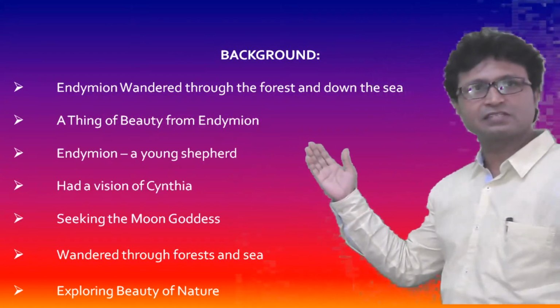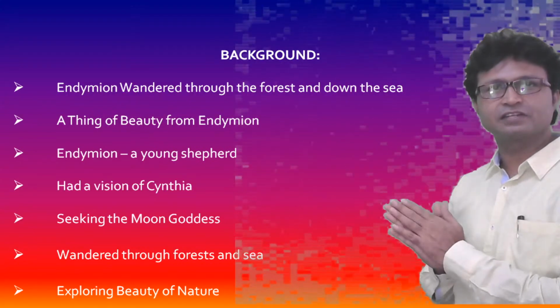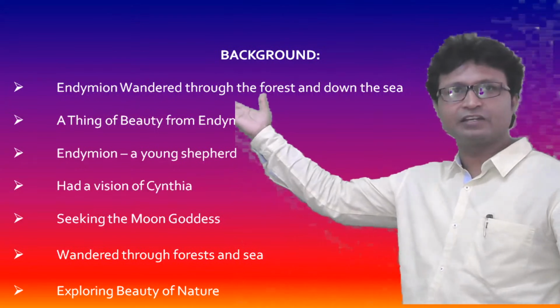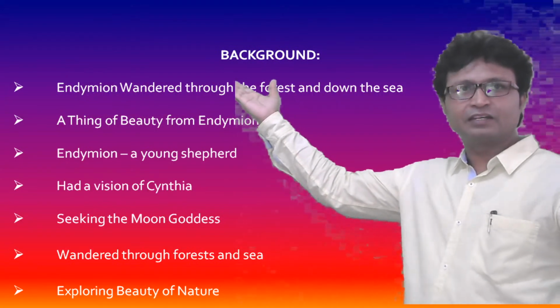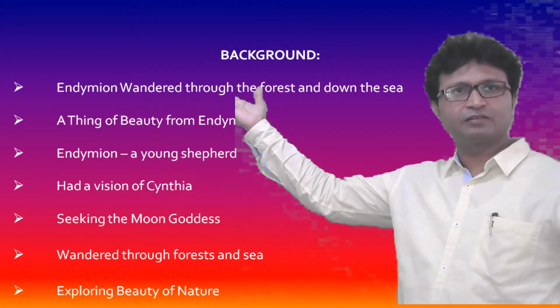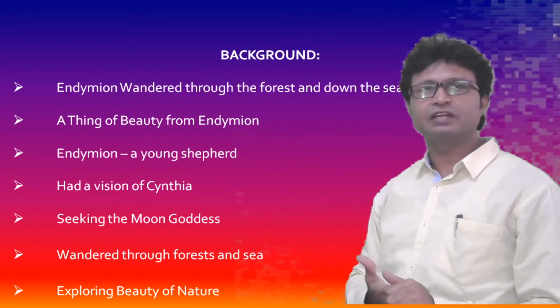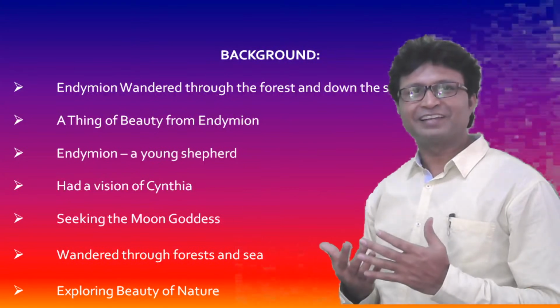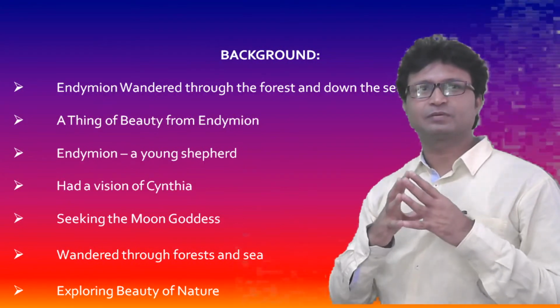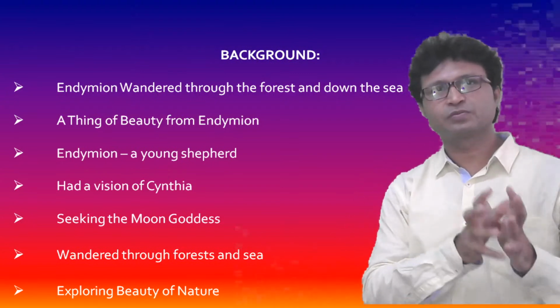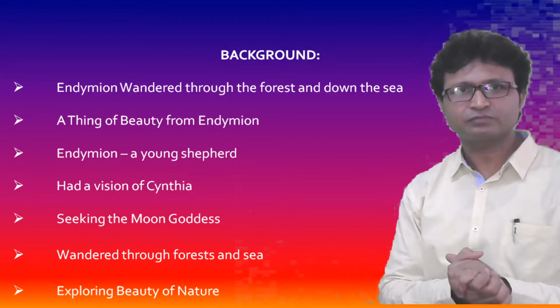The background tells us he had written certain poems like Endymion. He wandered through the forest and down the sea. Then, A Thing of Beauty is for Endymion. So what was that? A thing of beauty refers to that particular character on whom this poem is written.